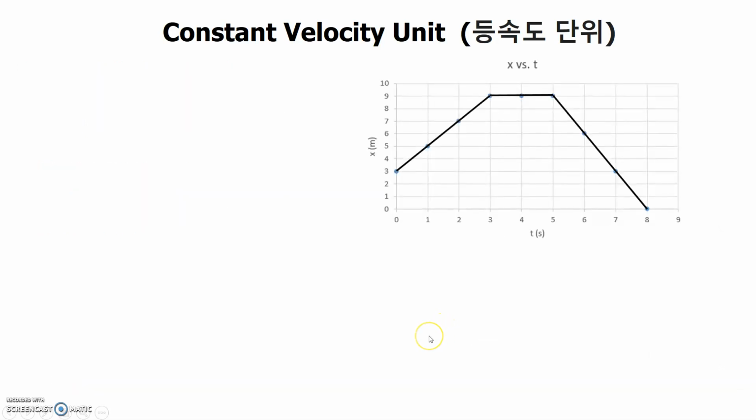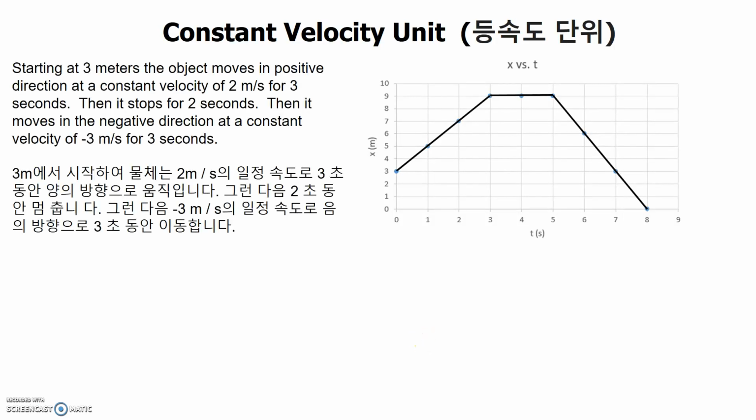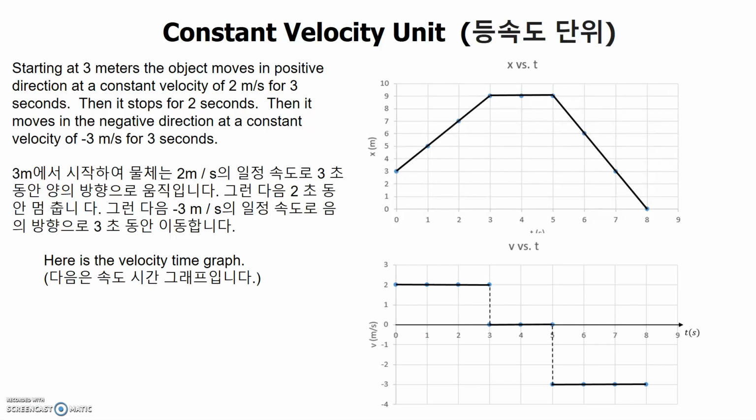You need to be able to go from one type of description to another. In this case, we're given a position time graph. Let's see if we can put it into words. In words, it would be starting at 3 meters, the object moves in a positive direction at a constant velocity of 2 meters per second for 3 seconds, then it stops for 2 seconds, then it moves in a negative direction at a constant velocity of negative 3 meters per second for 3 seconds. The velocity time graph looks like this.